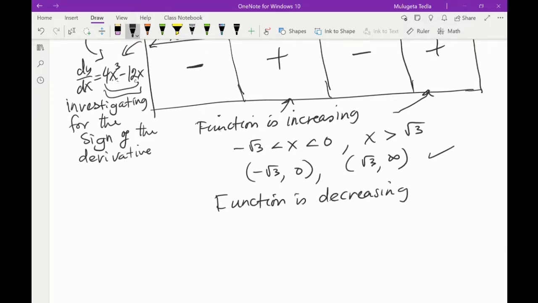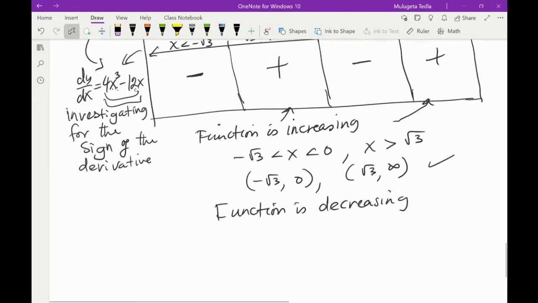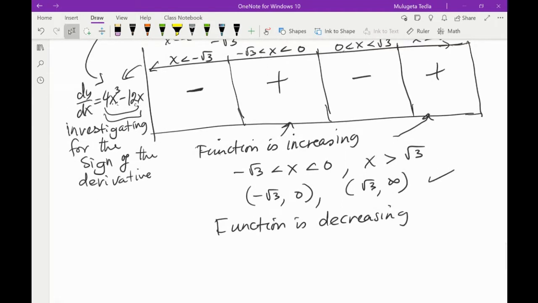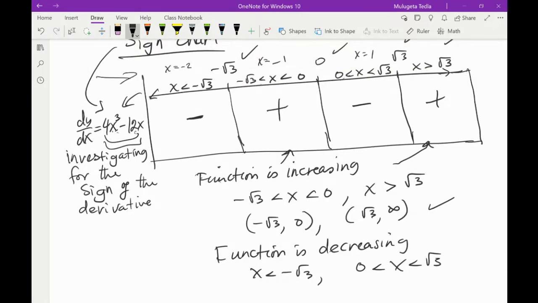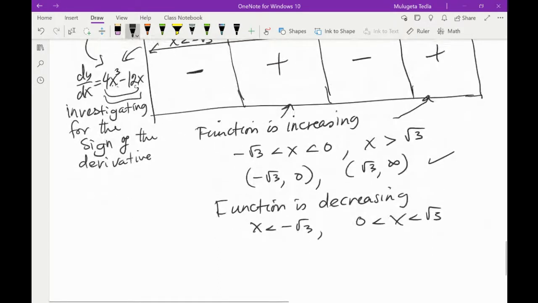Decreasing where? Decreasing when the slope is negative. The slope is negative where? At x less than negative root 3, and at 0 less than x less than root 3. I am reading from the chart, the top. Some people prefer to write this as negative infinity to negative root 3, union, 0 to root 3. Union means you're adding; a comma is good enough. Is it root 3? Yeah.